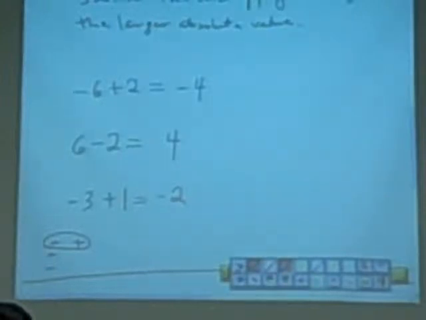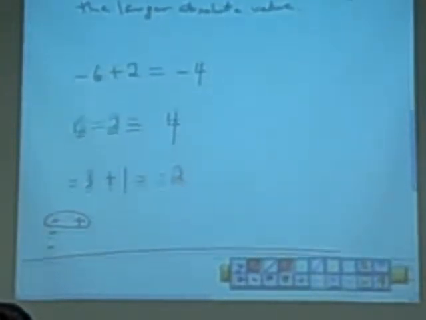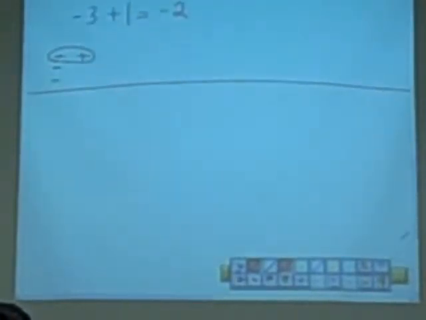Then you look to see, all right, what are my signs between them? And you may actually end up subtracting in the end if the signs are opposite. Okay, well what if we have something like 4 plus a negative 4? Okay, well what do we get there? 0. And 0 has no sign.